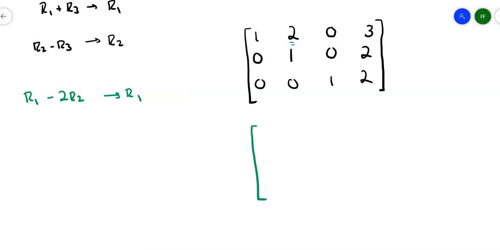So 1 minus 0 is 1. 2 minus 2 is 0. 0 minus 0 is 0. Now just watch those coefficients on the other side. I've got a 3 minus 2 times 2, and that gives me negative 1. All right, the second row remains the same, and the third row remains the same.